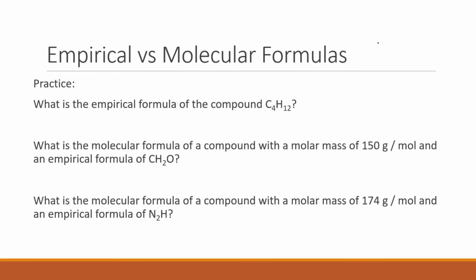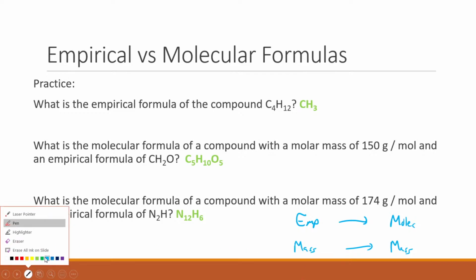Our answers to these questions are right here. The first one just asks you to simplify. What is the empirical formula of C4H12? Which means we want to reduce 4 and 12. The simplest those can be is dividing them both by 4 to get 1 and 3. The second and third questions are using that same pattern that we saw before, looking at the empirical formula's relationship to the molecular formula and comparing the mass of each.